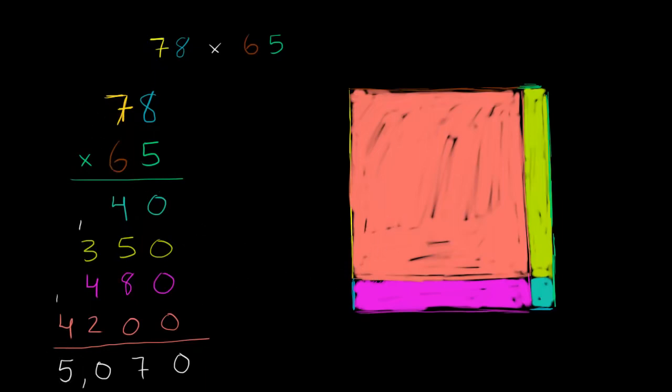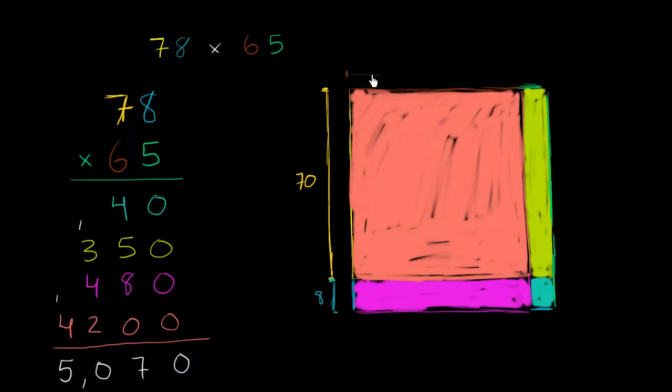So once again, we had 78. So I'm going to make this vertical length represent 78. So this distance right over here represents the 70. That's the 70, and then we'll make this distance right over here represent the 8. Let me make that a little bit cleaner so you see what I'm talking about. So this distance right over here represents the 8, and then we're going to multiply that times 65.